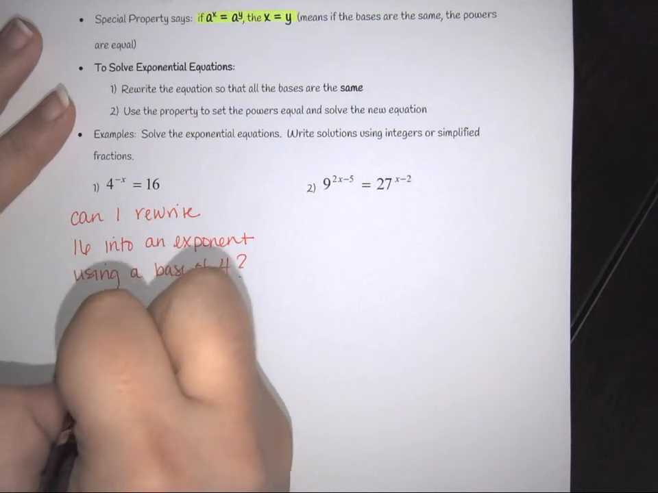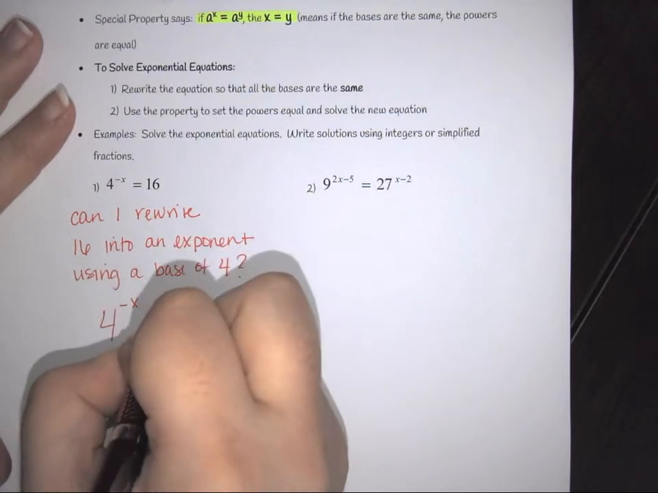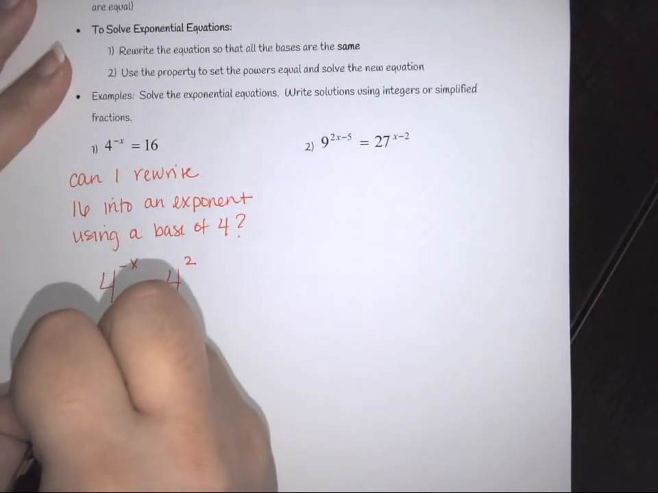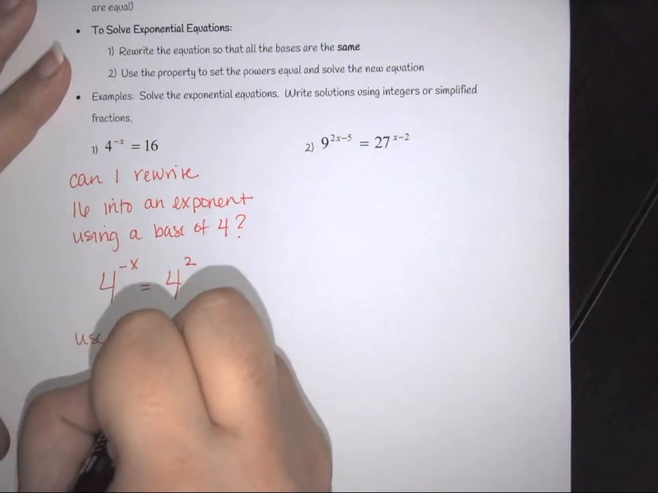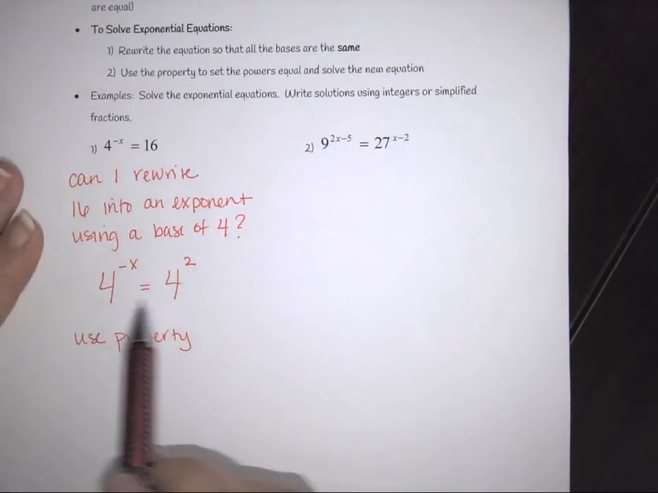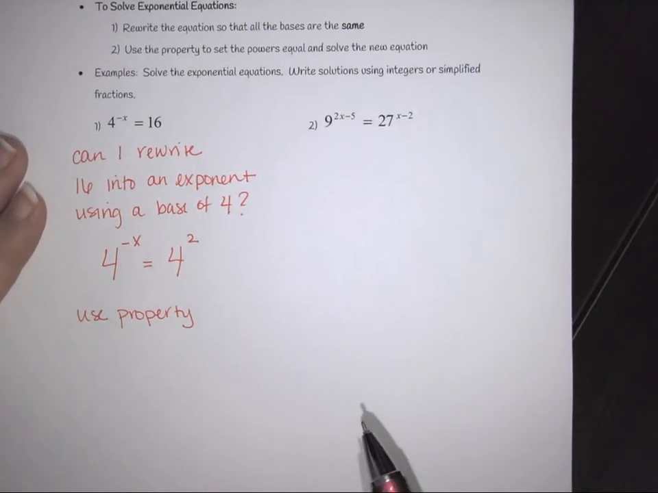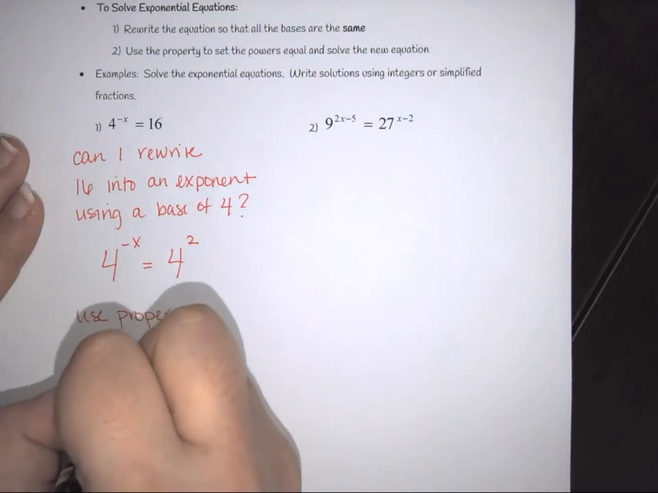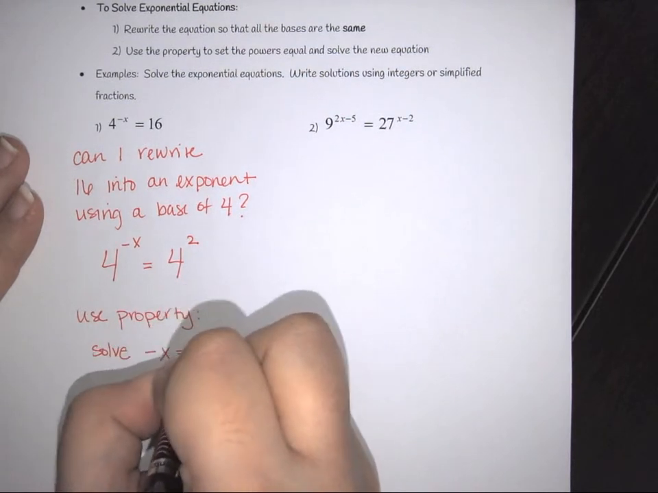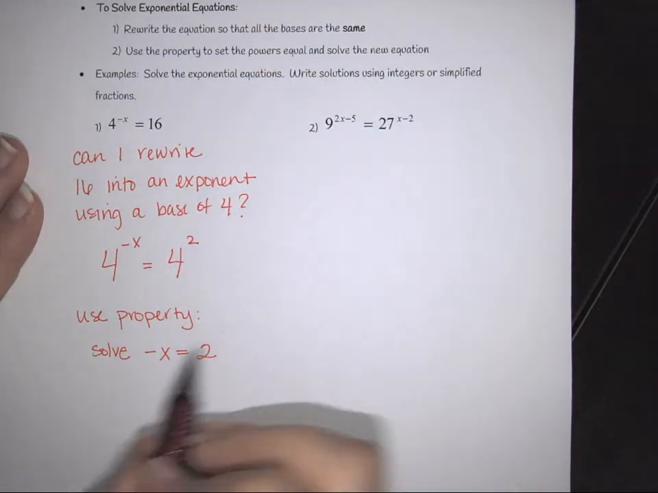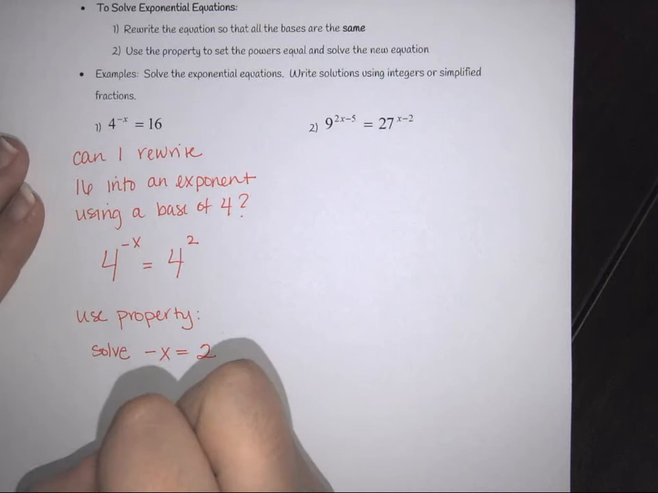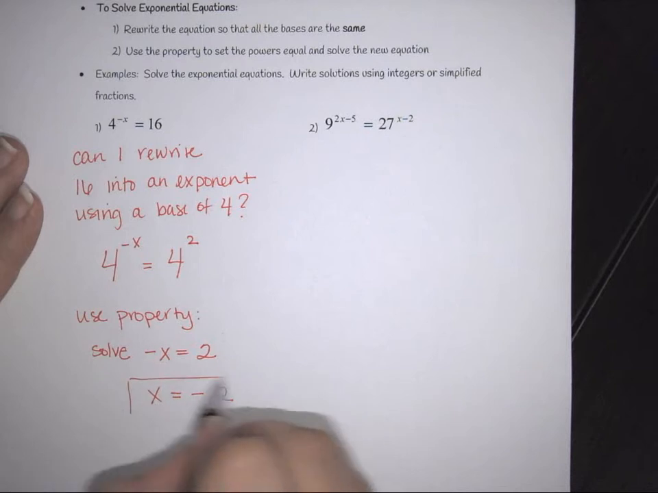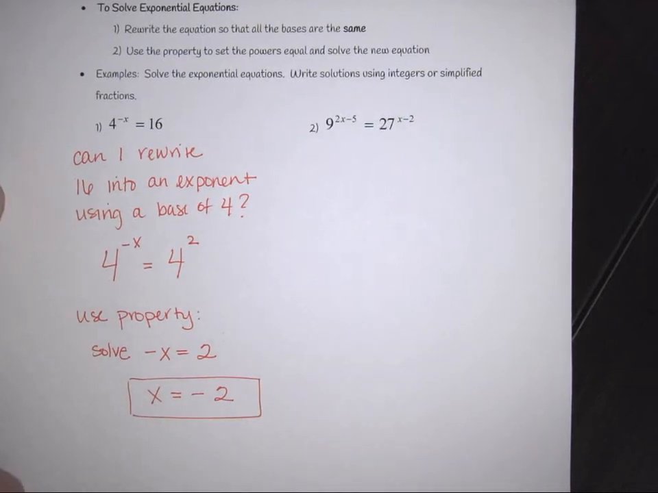So I have 4 to the negative x is equal to 4 squared. And then because of that, I can now use your property, which says that because my bases are the same, it means my exponents are the same. So using the property says that I can now solve negative x equals 2. I have to divide everything by the negative, so here we get that x is equal to negative 2. And this is the result that we were looking for. Okay.